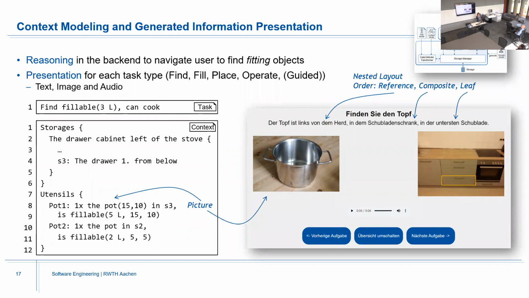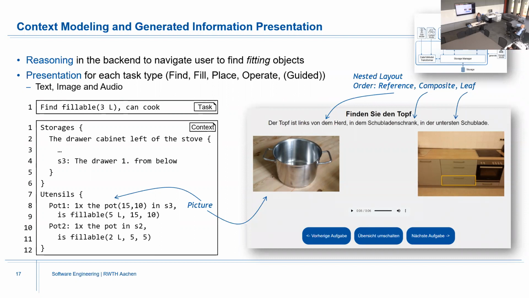And the example is in German, so I hope I translated everything as much as possible. So what it says here is that the pot is left from the oven in the drawer cabinet in the first drawer from the bottom. And what you can see here is a certain order in these nested layouts that I've presented you before, which is a reference, composite, and leaf order.